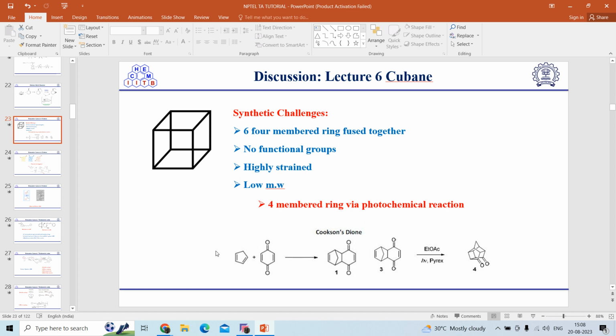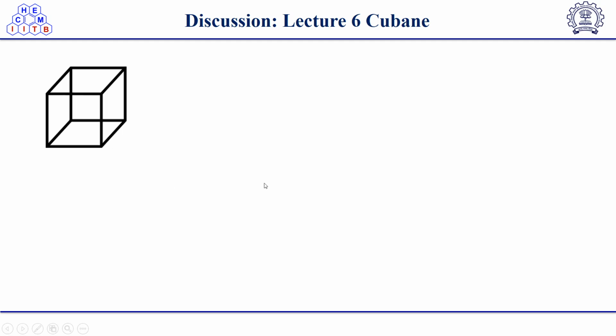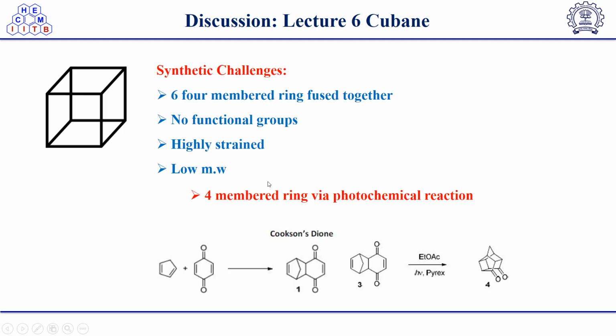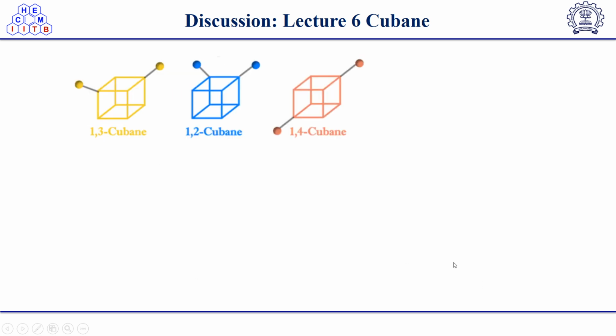Yes, so this is the Cookson's dione. First the cyclopentadiene and this benzoquinone will give this 4 plus 2 product, which upon 2 plus 2 cycloaddition will give this compound 4, that is Cookson's dione, and when it undergoes a retro 2 plus 2 reaction upon pyrolysis, we will get that product which is given in the question.